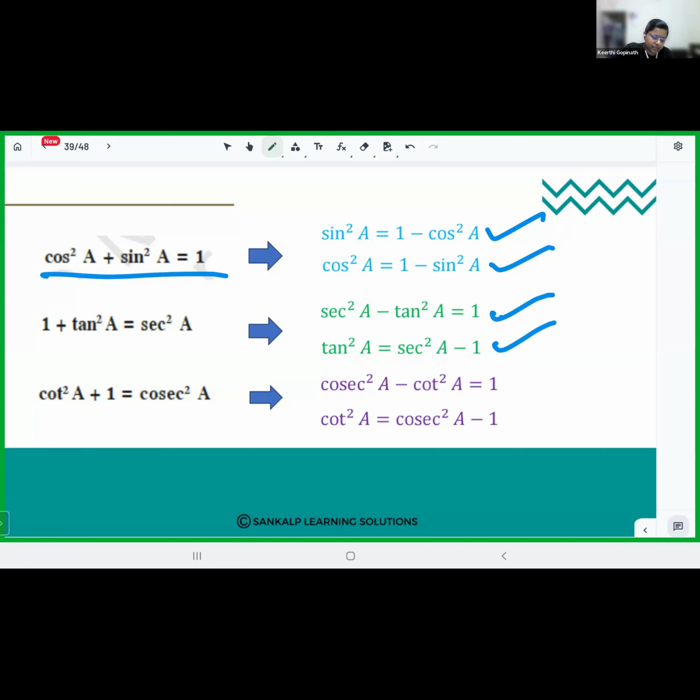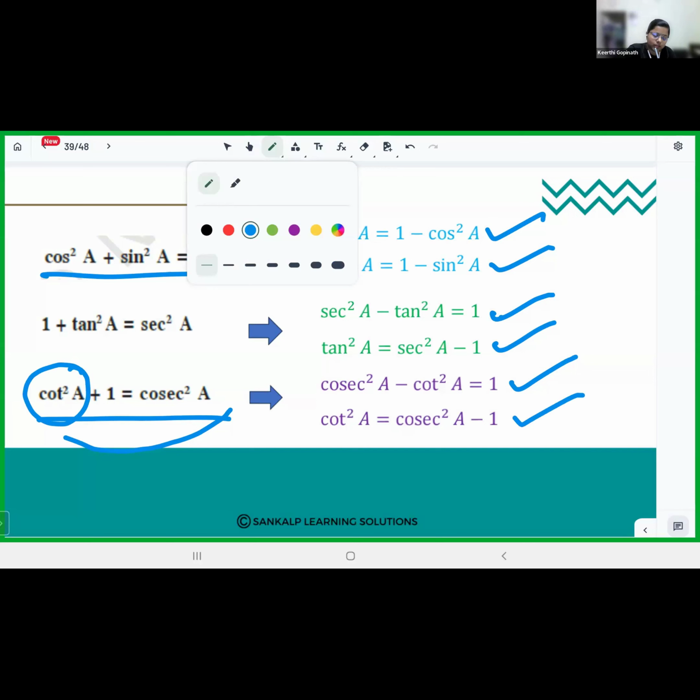So the third identity is cot square A plus 1 is equal to cosec square A. From that you can obtain cosec square A minus cot square A, that is, you just bring this cot square A to the other side: cosec square A minus cot square A is equal to 1. Similarly, you keep this cot square A here itself and take 1 to the other side, so cot square A is equal to cosec square A minus 1. So the basic identities you have to study are these three.